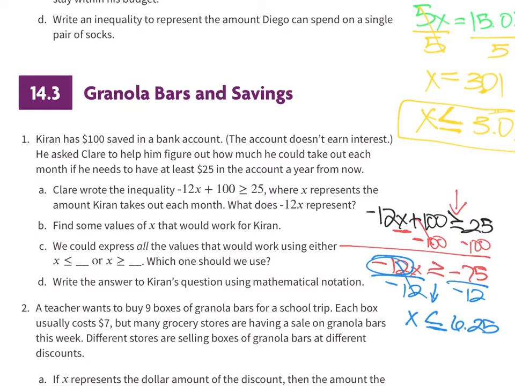Okay, so find some values of x that would work for Kieran. Well, $6 would work. $6.24 would work. $6.25 would work. Okay. We sort of talked about letter C. We could express all the values that would work for x using either less than or equal to or greater than or equal to. Which one should we use? Well, we said that because we divided by a negative, we got to use the less than or equal to. Okay? Write the answer to Kieran's question using a mathematical notation. That's this right here. X is less than or equal to $6.25.